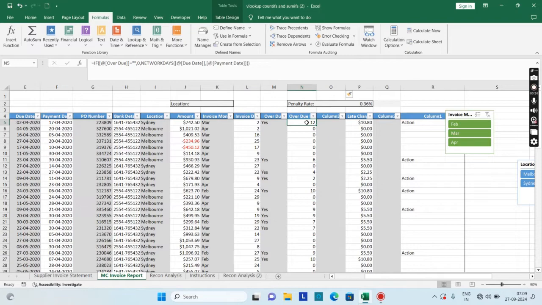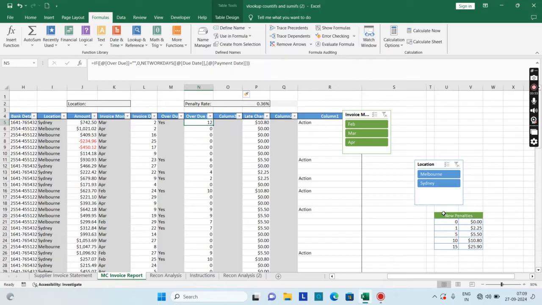we have to pay some late fees, and this late fees is given here in this sheet, new penalties. If you look here, so if it is 0 days, then the penalty would be 0. If it is 1 day, then penalty would be 0. If it is 5 days, then penalty should be 2.25. If it is 10 days, then penalty should be 5.50. If it is up to 15 days, then it is 10.80, and above 15 days it should be 25.90. So either you can use vlookup here, or you can use nested if for doing the same job.